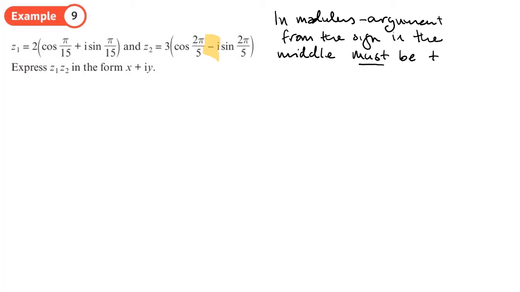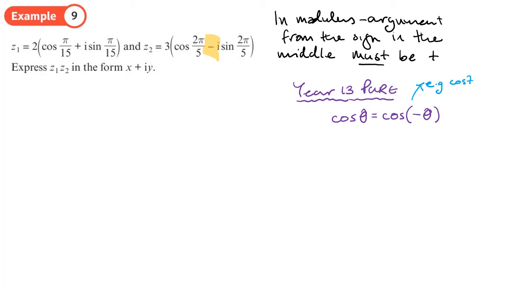Now, there's a couple of identities which you're going to learn in year 13. An identity is basically two things in maths which are identical. And the two identities you're going to learn in year 13 pure are these, which I need to show you now. The first one is this: the cos of an angle theta is equal to the cos of the negative angle. For example, cos 72 equals cos negative 72. Try it on your calculator so you get the same answer.